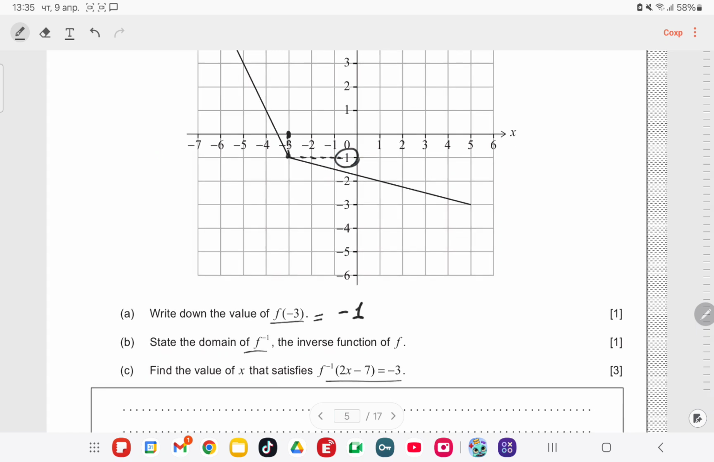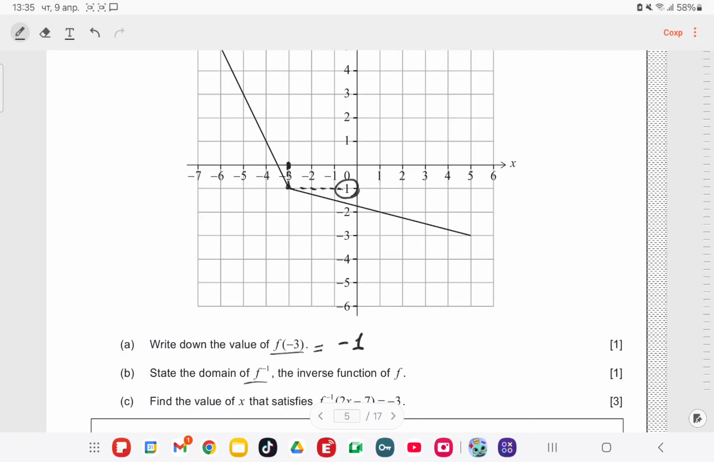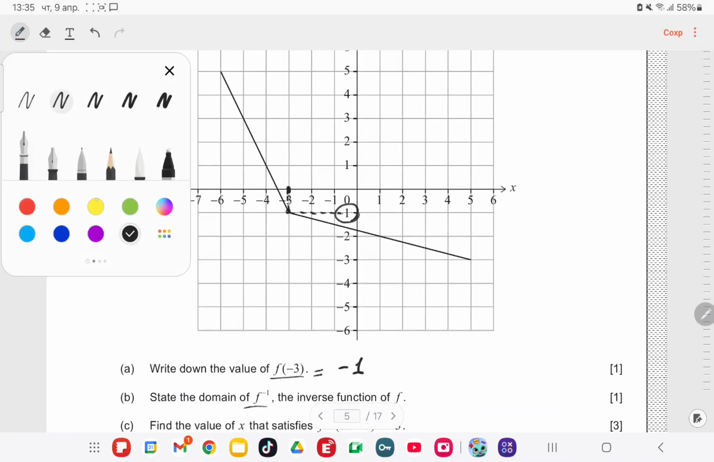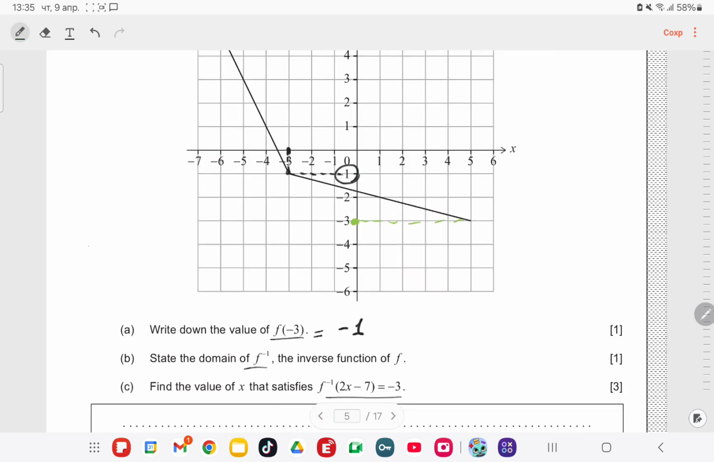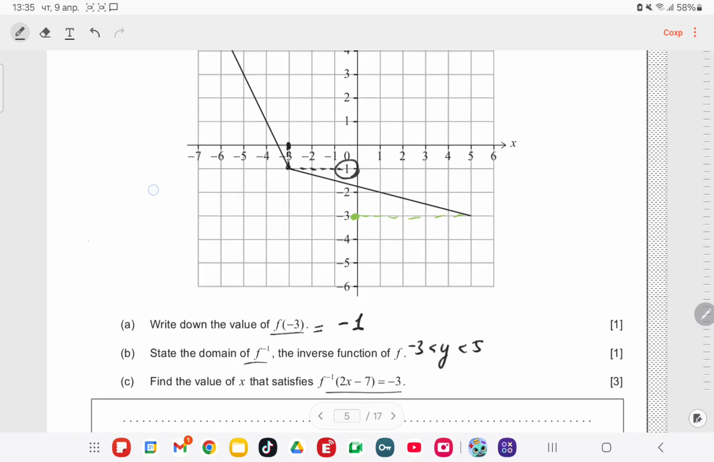Okay, part B, state domain of inverse function. We know that the domain of inverse function is a range of initial function. So we have to specify the range of initial function here. So the range is from -3 to 5. Okay, so this is a range. This is another 1 mark for you.